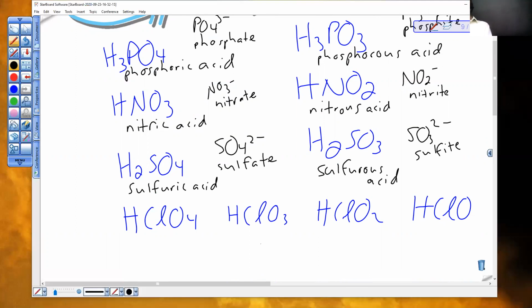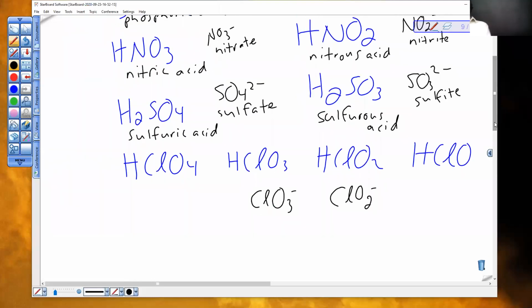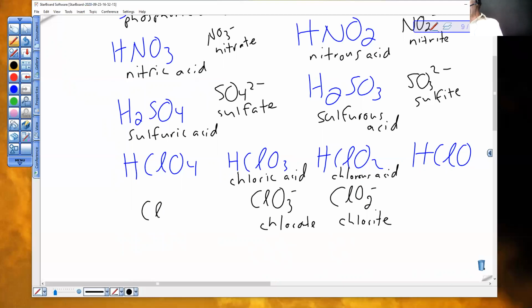And down here we got 4 ions, so we need more words. The parents are here, chlorate and chlorite. Meaning this was chloric acid. This was chlorous. We need a prefix that says one more oxygen than ate. We don't have that yet. And that's per.